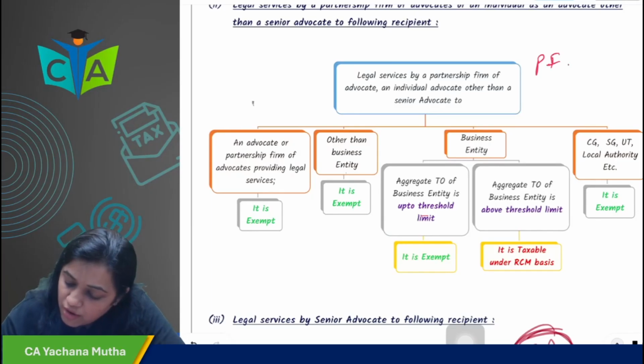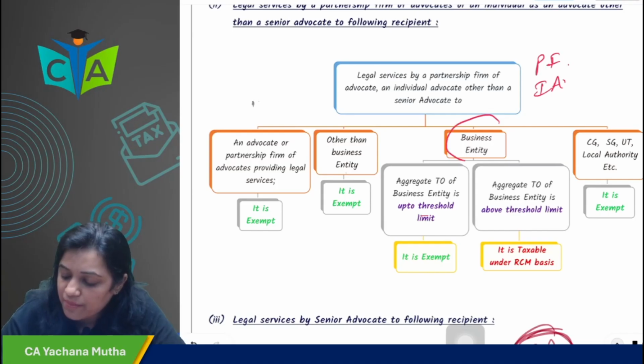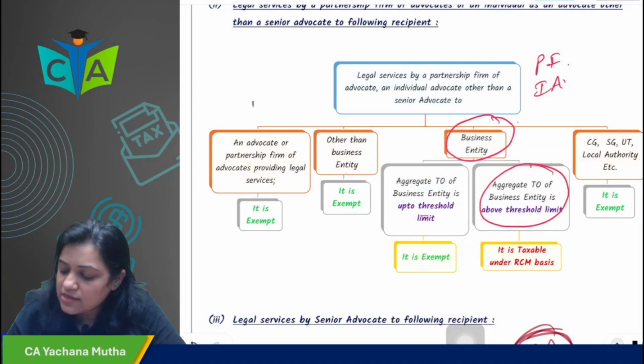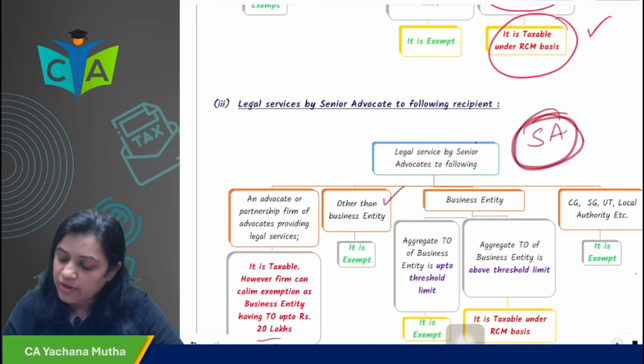A partnership firm of advocates or an individual advocate, other than a senior advocate, is providing service to a business entity. If the business entity's aggregate turnover is above the threshold limit, in that case it is taxable under RCM basis. I hope it is clear. Okay. Now, next.